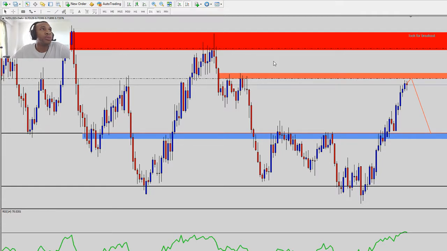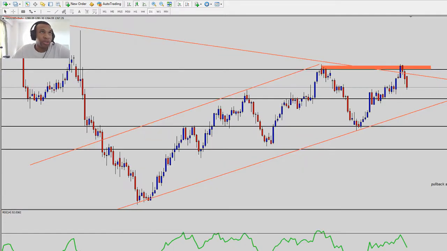I just want to highlight that these dark reds on my charts are usually weekly or monthly resistance zones. And a dark blue is pretty much a strong weekly and monthly support zone. With that being said, let's move on.